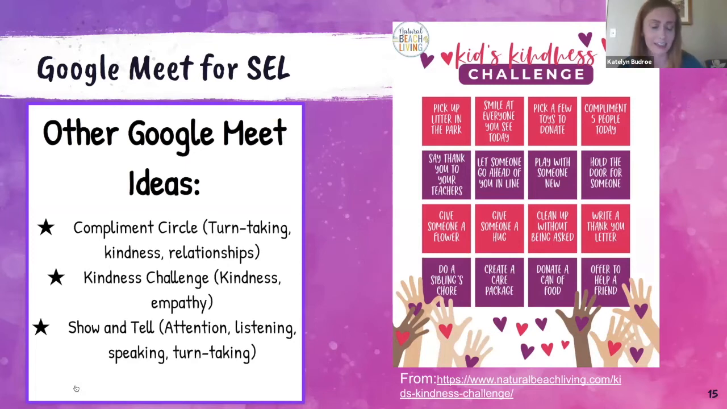And finally, like I said before, they love to show and tell. So even if it's everyone bring one item to the Google Meet today to show and share with the class.